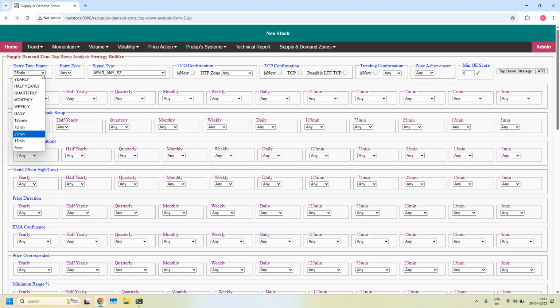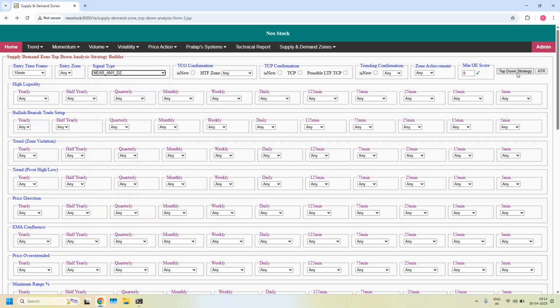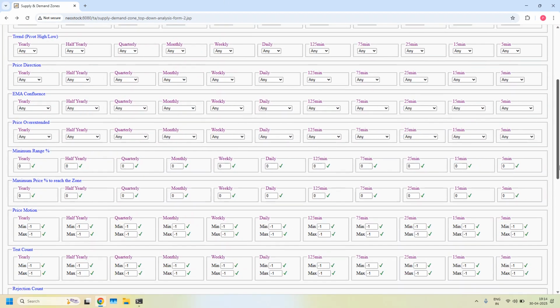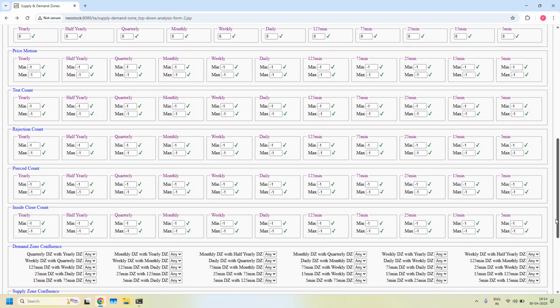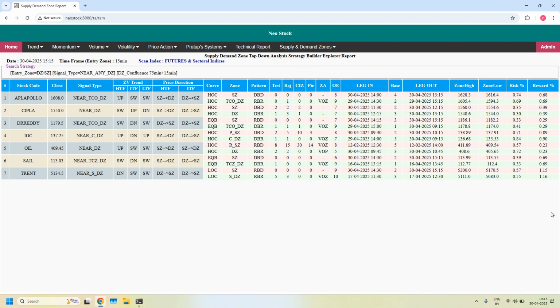Okay, next time frame is 15 minutes. Stocks near to the 15 minutes demand zone. We got 10 stocks. We can further filter based on 15 minutes demand zone having 75 minutes demand zone confluence. By enabling the filter, the list comes down to 7 stocks. All these 15 minutes demand zones are overlapped with 75 minutes demand zones.